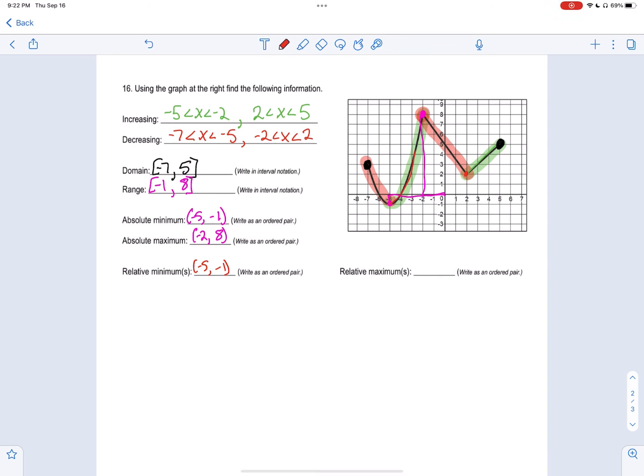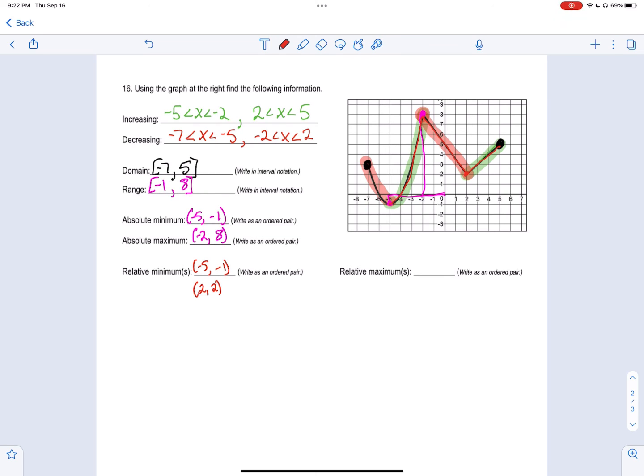But then my graph is increasing, and then it's decreasing again, and it has a turning point at the point 2, 2. And so 2, 2 is where my graph goes from decreasing to increasing, which would mean that it does in fact constitute a relative minimum.